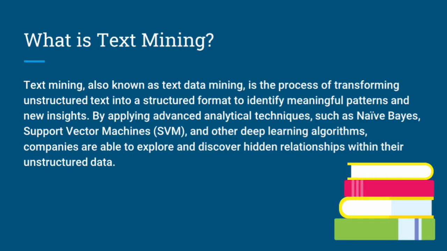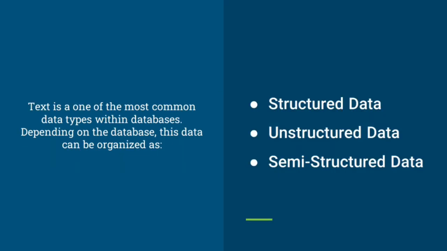What is text mining? Text mining, also known as text data mining, is the process of transforming unstructured text into structured format to identify the meaningful patterns and new insights. By applying advanced analytical techniques such as naive Bayes, support vector machines, and other deep learning algorithms, companies are able to explore and discover hidden relationships in their unstructured data.